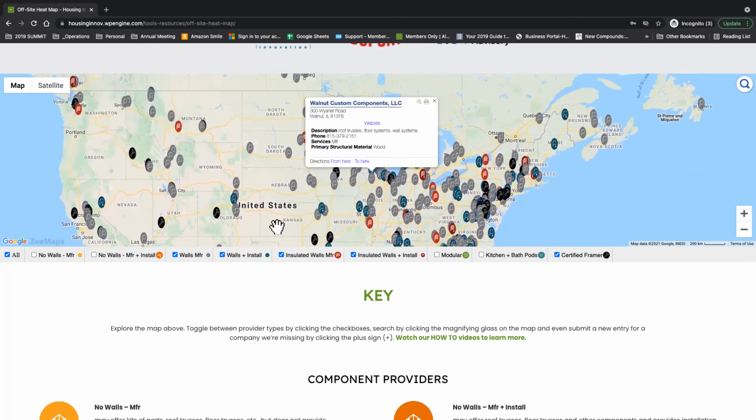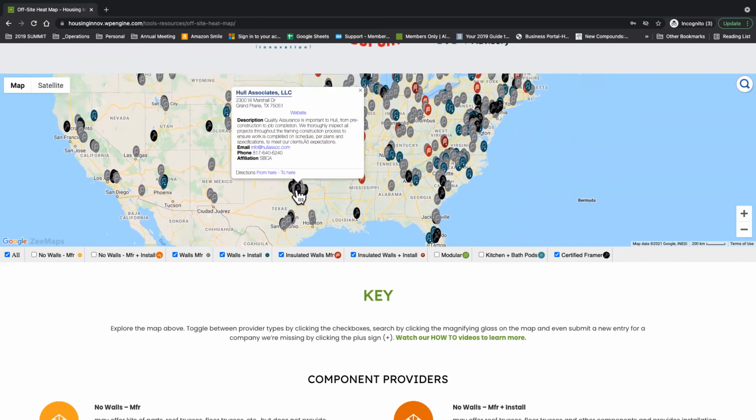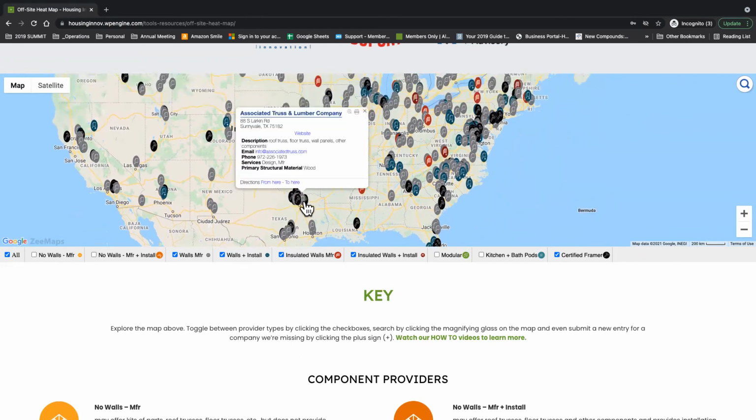Conversely, if you are a builder down here and you do want installed walls, but there isn't anyone who delivers them, you do still have the capability to look at these certified framers, as well as those wall system solutions, to get a complete approach.